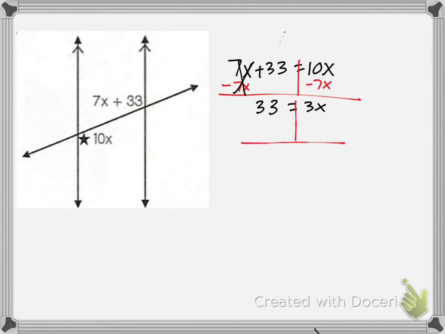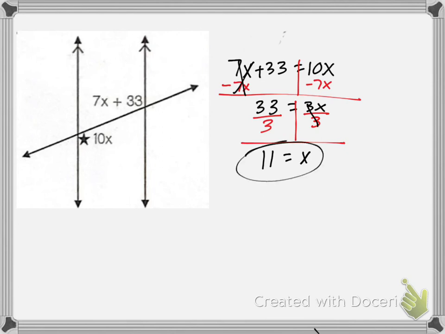Okay. Now we still have to get the x by itself, so we're going to split it up again. But this time, since we have 3 times x, we're going to divide by 3 because that's the opposite of multiplication. Let's divide by 3. 33 divided by 3 is 11. And then 3 divided by 3 is a 1, so we just have a 1x or just an x. So that means x is 11.